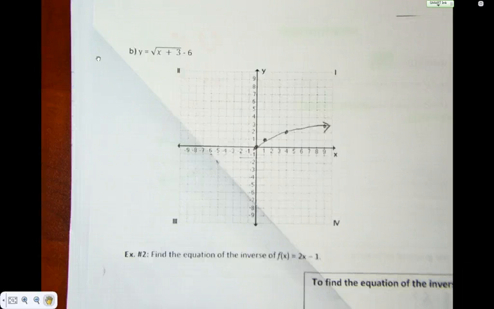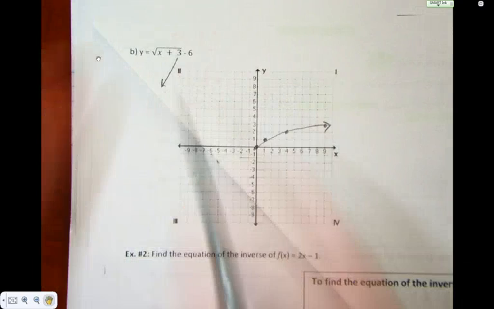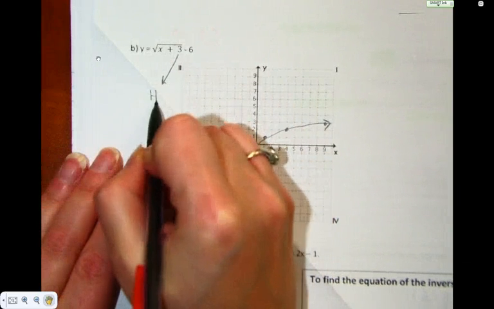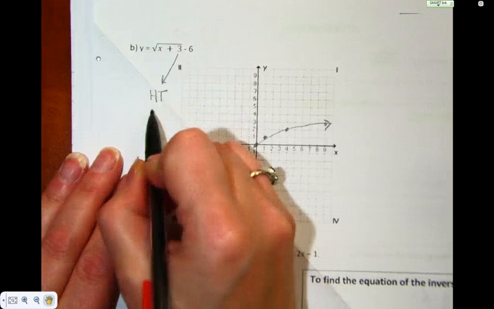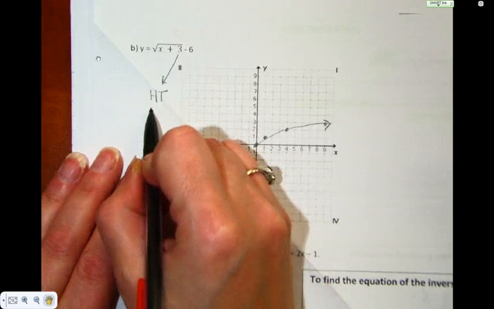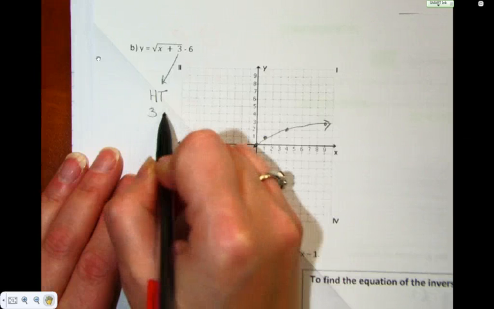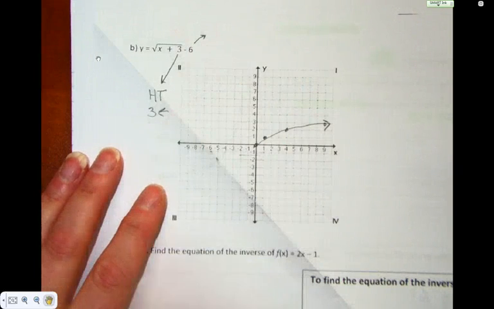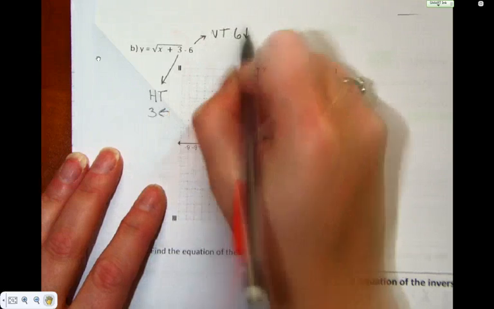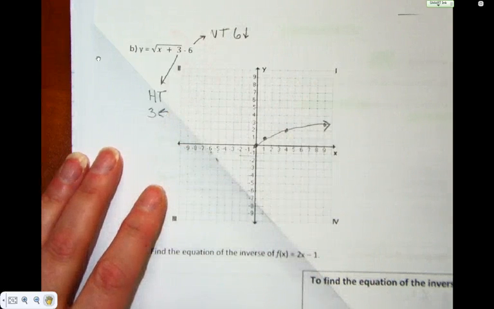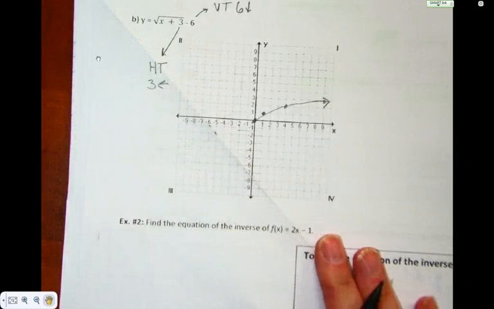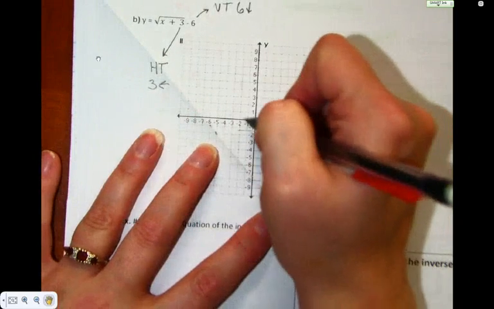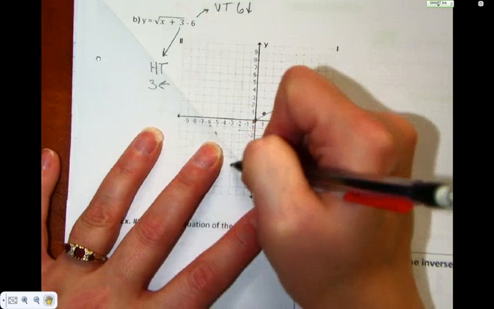Okay, let's identify the transformations. So the 3 that's inside imaginary brackets or under the root is a, so it's an HT. Agree? Okay, what's the negative 6? Okay, so let's move this sucker. Not red yet because our inverse will be our final. All we're doing is counting. So 1, 2, 3, 1, 2, 3, 4, 5, 6.